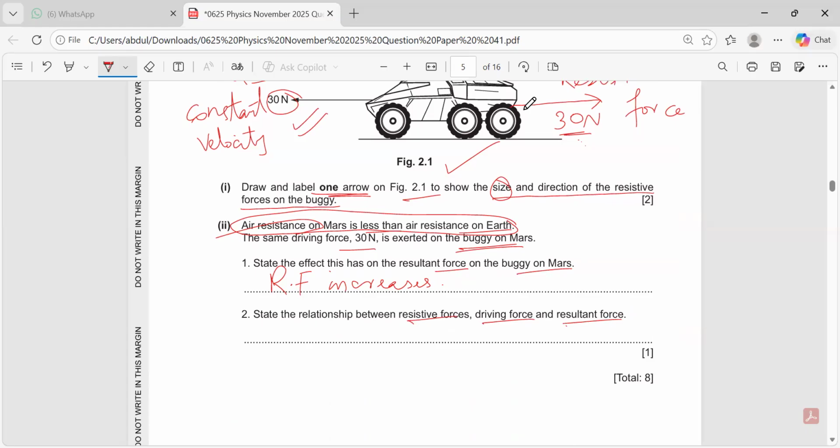State the relationship between the resultant force, driving force, and resistive force. So, my dear friends, I will be writing it, starting to write from here. The resultant force is equal to, of course, driving force minus resistive force.